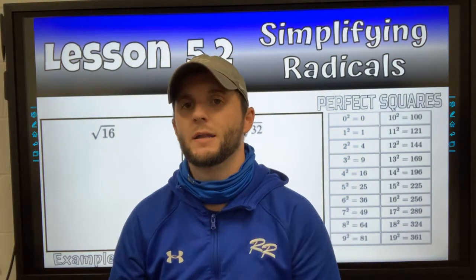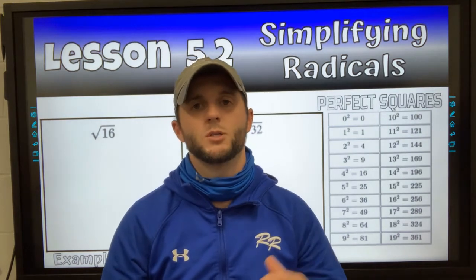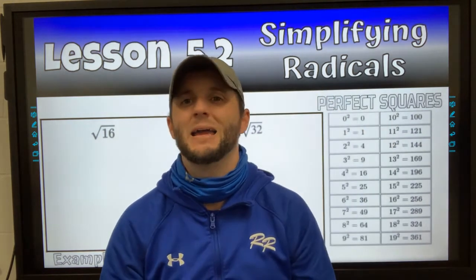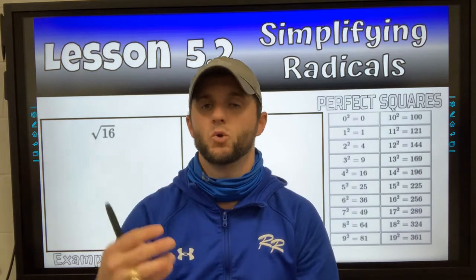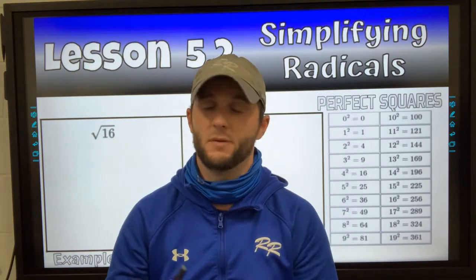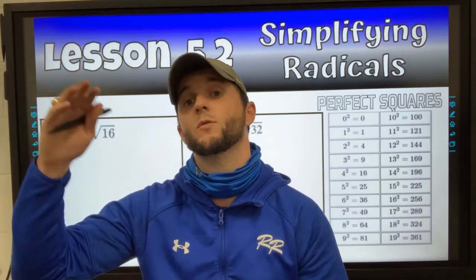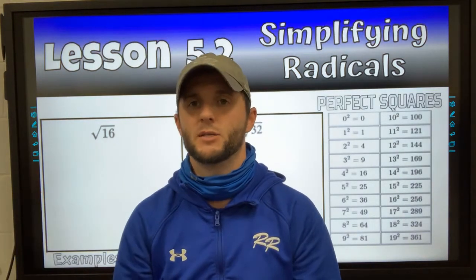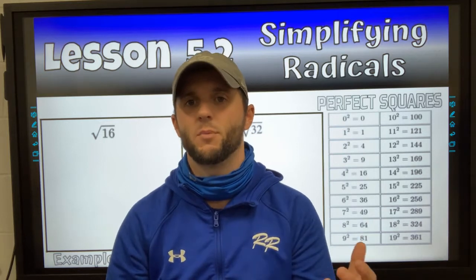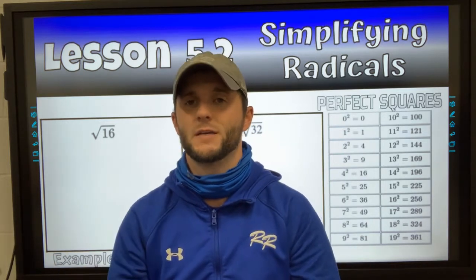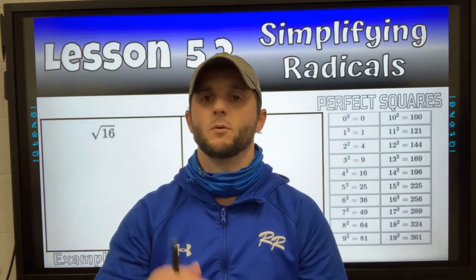We're moving on into Lesson 5.2, which is going to be something called simplifying radicals. This is going to be a tool that's going to help you whenever you're doing Pythagorean theorem, when you're doing special right triangles, and also whenever you move up to Algebra 2, this is a tool you'll be able to use to help you solve problems and figure out things a lot easier, okay? So let's jump into it.